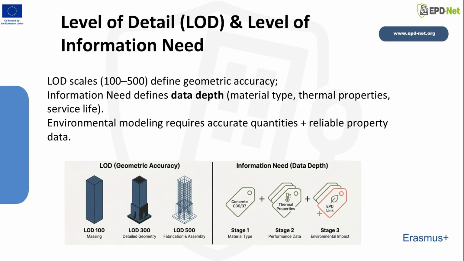The concepts of level of detail, LOD, and level of information need determine the resolution and richness of data in BIM models. Higher LODs contain more precise geometries and material specifications, which are crucial for emissions and energy modeling. For example, LOD 300 provides accurate quantities, enabling embodied carbon calculations based on material mass, density, and EPD data. LOD 400 and above support fabrication level accuracy.